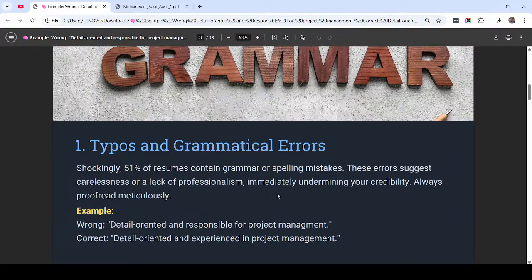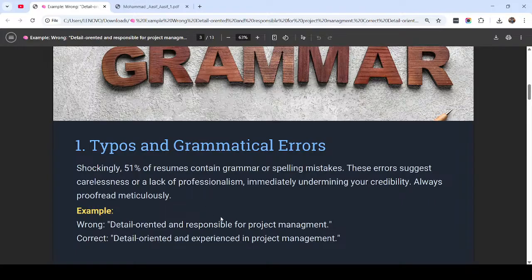Okay, the first thing is that there are too many grammatical mistakes and typos. For example, this is taken from a resume. A guy mentioned "detail oriented" and the spelling of oriented was wrong. And "responsible for project management": instead, you have to write "experience in project management". This is not "responsible", that is a grammatical error.